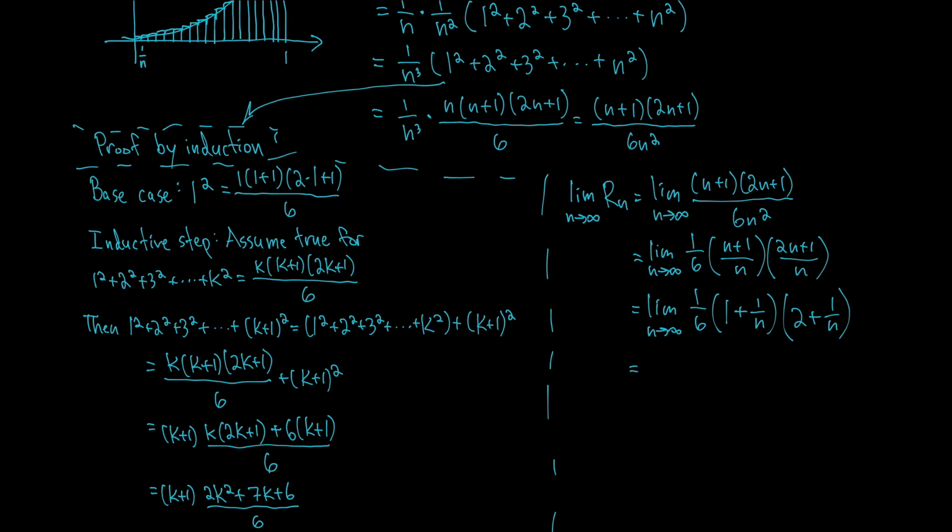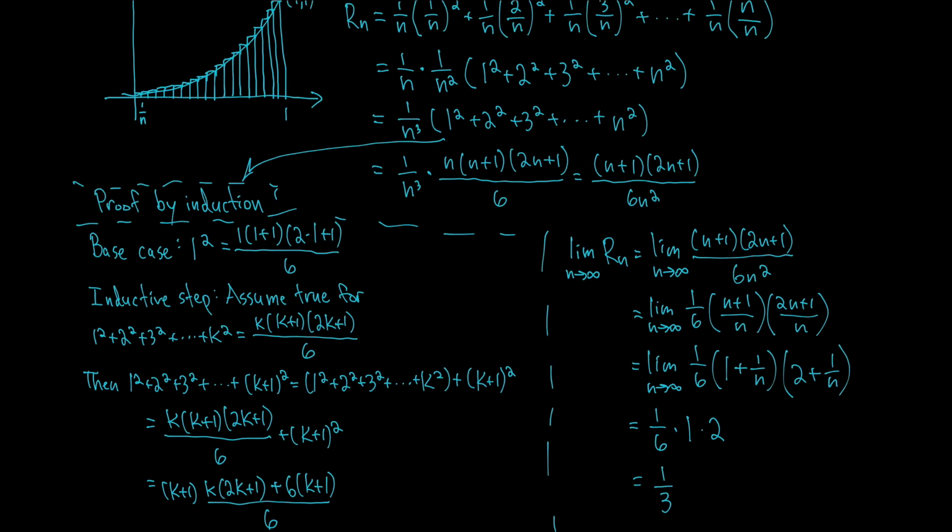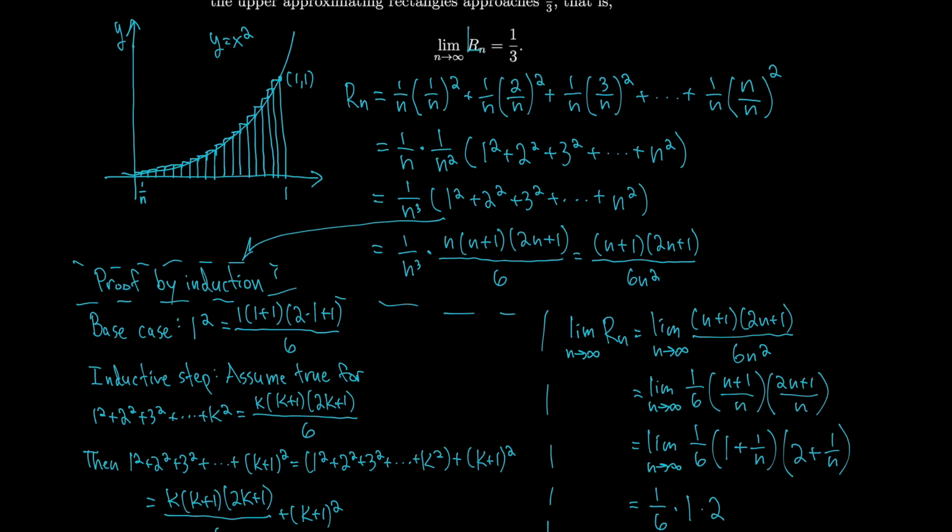Well, now the limit of 1/6 is 1/6. The limit of 1 plus 1 over n is 1 plus 0, so that's 1. And similarly, we get 2 plus 0, so that's 2. So this limit does equal 1/3. Again, we could have proven this for Ln instead of Rn, but we just chose to do Rn.